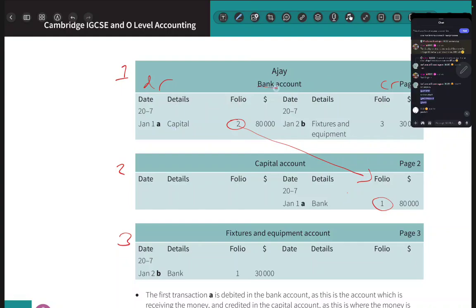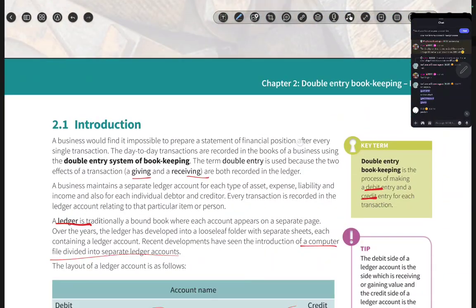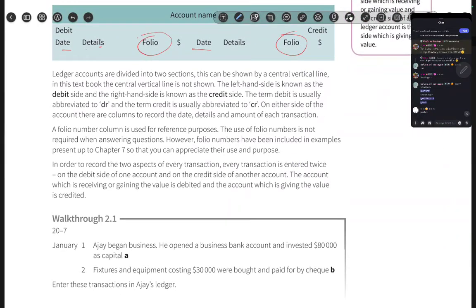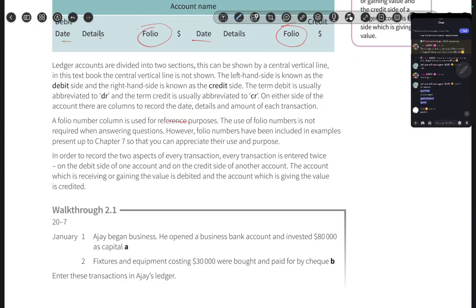So this is the bank account and capital is on the debit side. If you want to see where the double entry is, you just go to the folio. This is the second book. You go here and you get bank. So in our exam so far, it's not important. A folio column is used for reference. The folio number is not required when answering questions. Folios have been included in examples up to chapter 7, so you can understand what exactly they do.